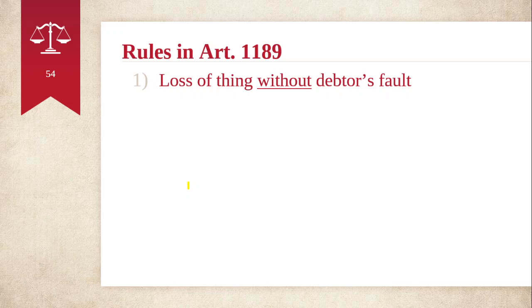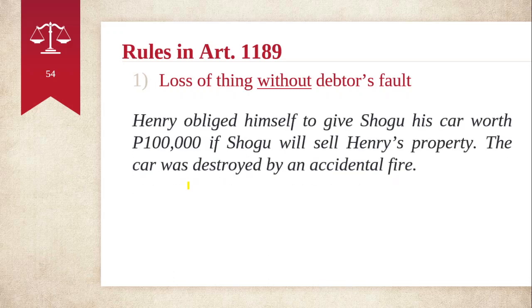Rule when the loss of the thing was without the debtor's fault. Example, Henry obliged himself to give Shogu the car worth 100,000 if Shogu will sell Henry's property. So now, maghihintay pa kayo, kasi hintayin niyo pang mabenta ni Shogu yung property ni Henry. However, the car, which is the object, the prestation of the obligation, was destroyed by accidental fire.